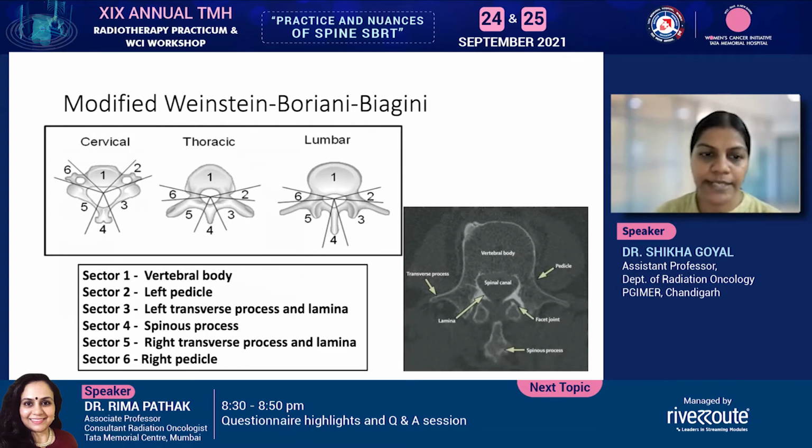Then we come to the right side. Right transverse process and lamina forms sector 5, and right pedicle forms sector 6. This is the same for all 3 regions of cervical, thoracic, and lumbar vertebrae. And this is the most important slide for understanding the subsequent delineation process.